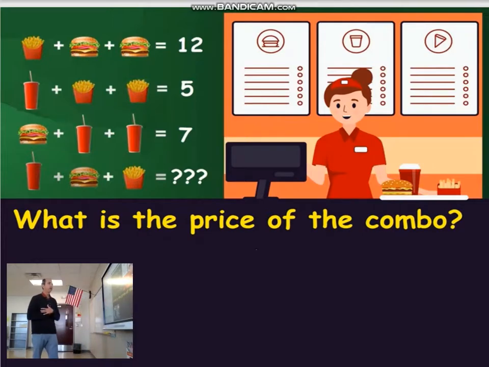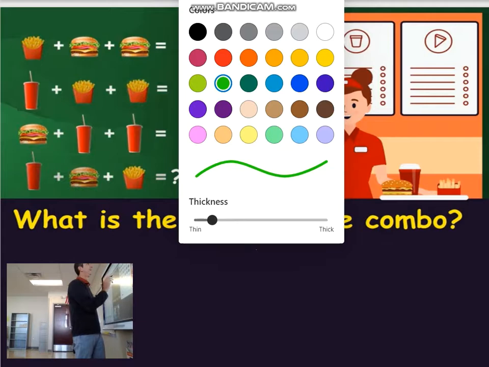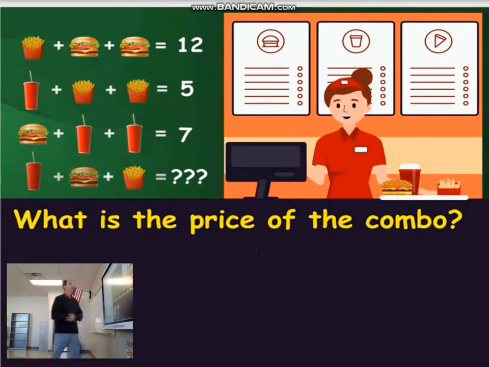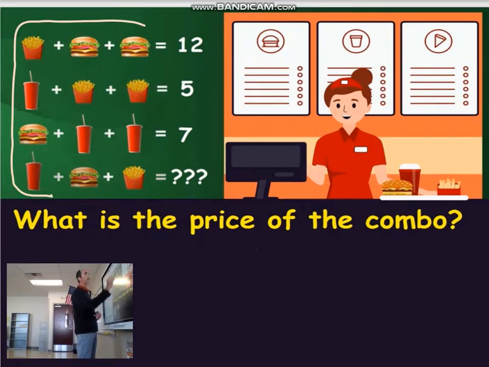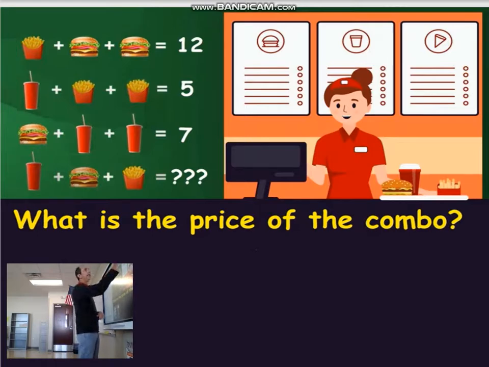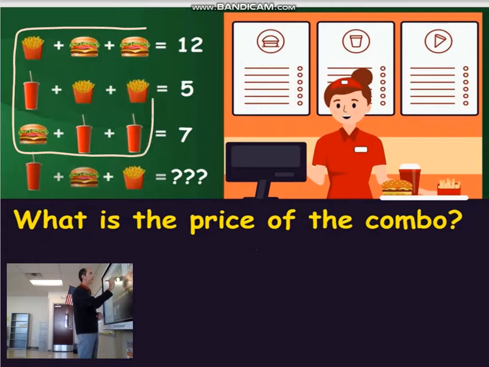Now, tell me, did you find the answer for our math puzzle? What is going to be the price of the combo? This is kind of like a system of linear equations, and you can find the price of each item, and then at the end you add all the items to find the price of the combo. But let me show one way of finding it quickly. Check out how many items we have inside this box here. I'm drawing a box. We have 1, 2, 3 fries, 1, 2, 3 drinks, and 1, 2, 3 burgers, right? 3 fries, 3 drinks, and 3 burgers.